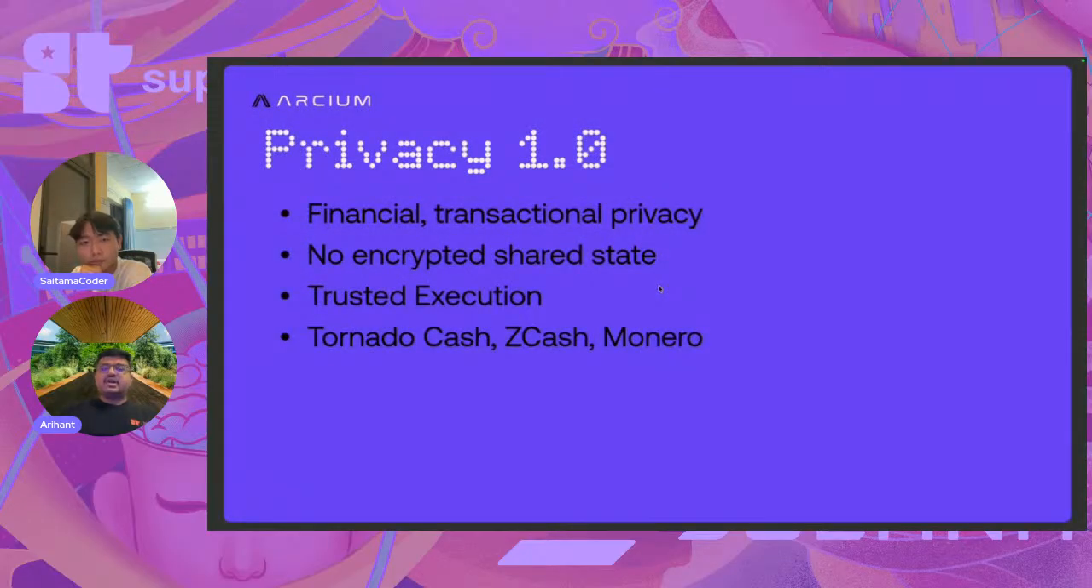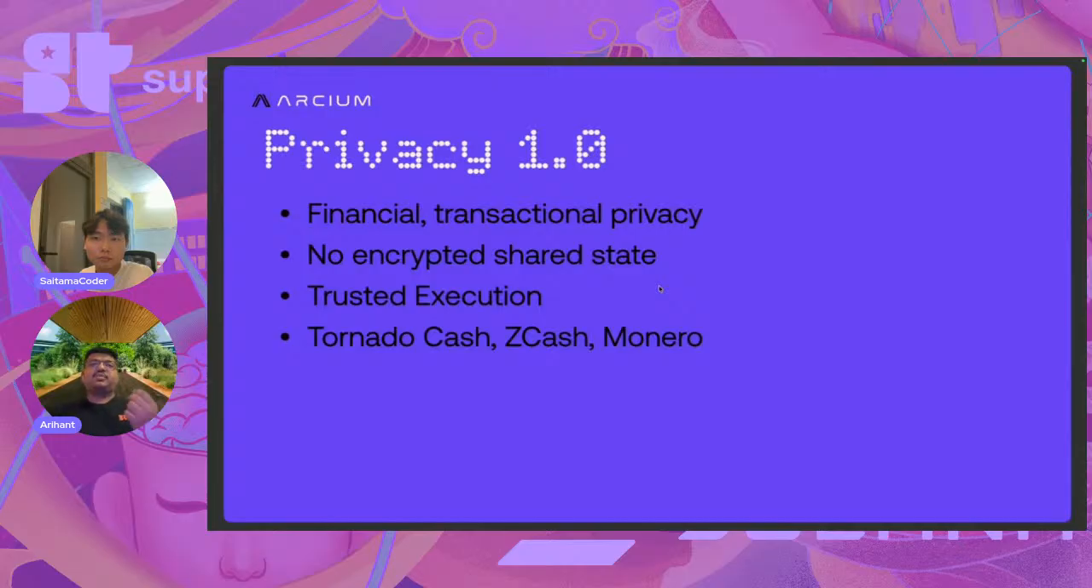We've had this talk about privacy in crypto for a long time. Earlier, it was known as Privacy 1.0. Back in the day, this was basically financial and transactional privacy, things like Zcash, Monero, Tornado Cash. You might have been hearing a lot more about these things recently. We categorize these as Privacy 1.0: just financial and transactional privacy without any encrypted shared state.